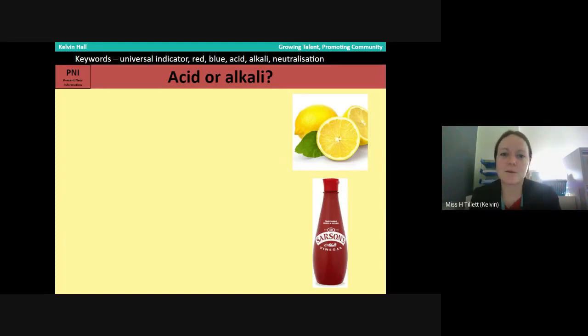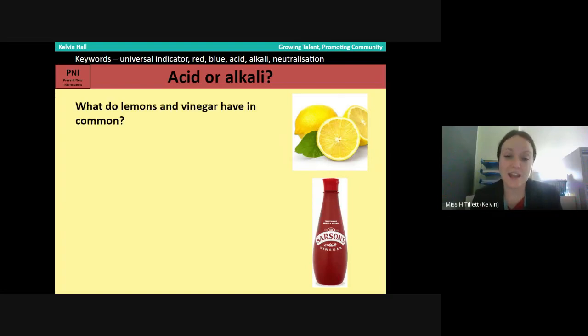Now I've got 2 pictures on the board. I want you to think about which one of those would you describe as more acidic. Now, in fact, they both have something in common. They are both acids. Lemons and vinegar both contain acids. Now that taste to us is often quite sour.